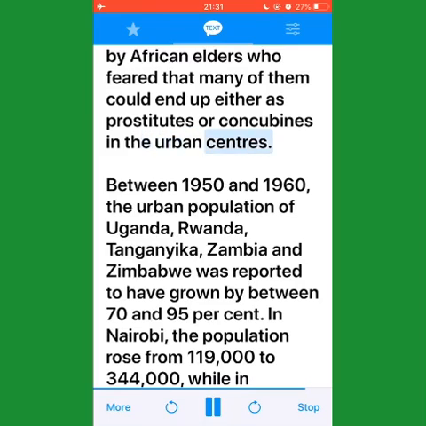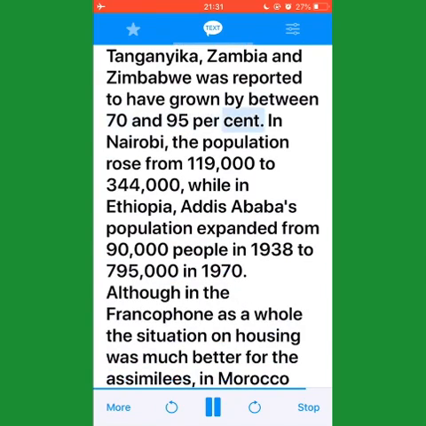In the urban centers, between 1950 and 1960, the urban population of Uganda, Rwanda, Tanganyika, Zambia and Zimbabwe was reported to have grown by between 70 and 95%. In Nairobi, the population rose from 119,000 to 344,000, while in Ethiopia, Addis Ababa's population expanded from 90,000 people in 1938 to 795,000 in 1970.